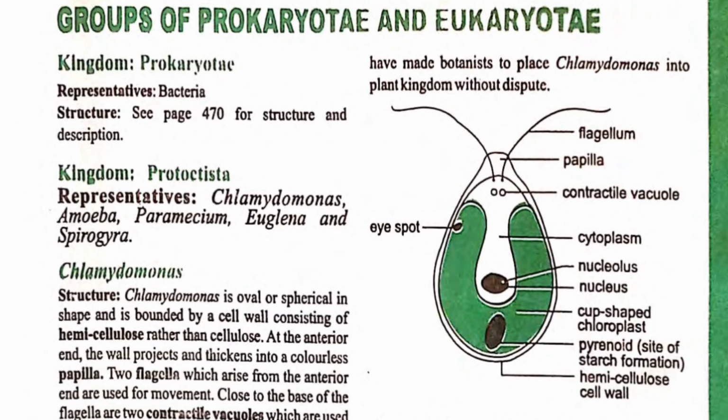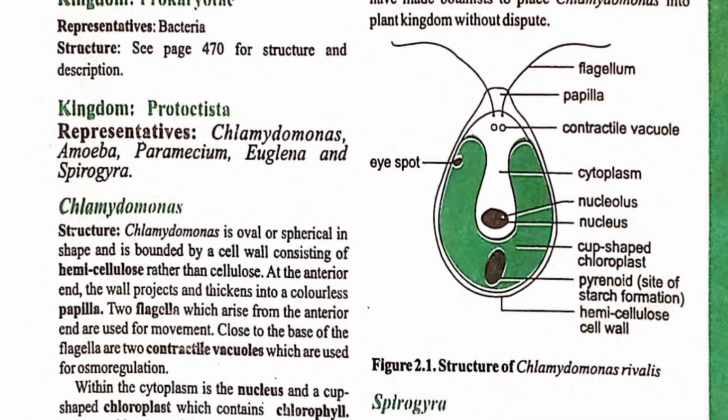Representatives, we have the Chlamydomonas, the Amoeba, the Paramecium, Euglena, and Spirogyra. If you missed our previous videos, the link is in the description, where you can get to know better about the Kingdom Protista, where we discussed the characteristic features of the Kingdom Protista. This video is just going to be about the major representatives, where I shall be discussing Chlamydomonas and Spirogyra.